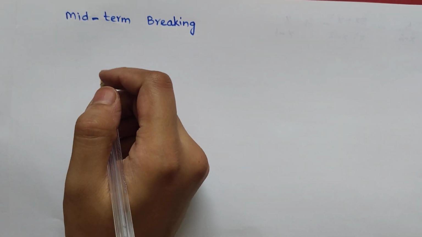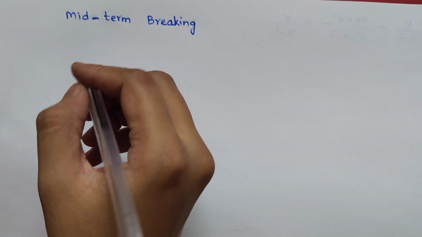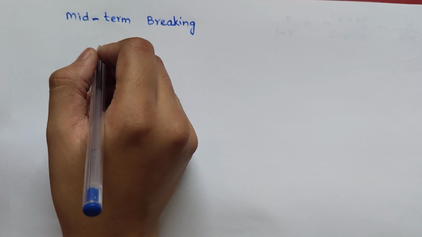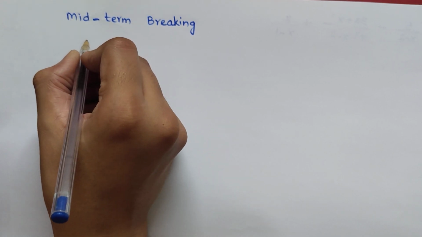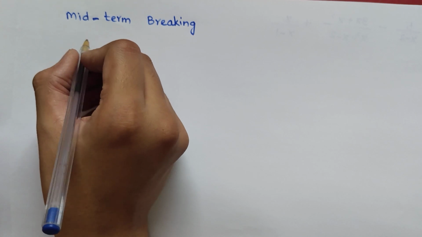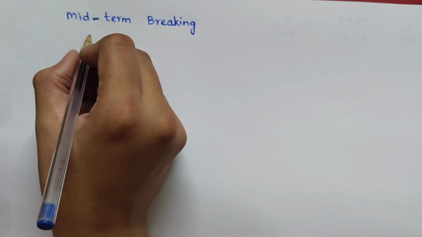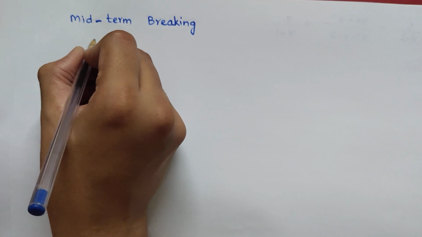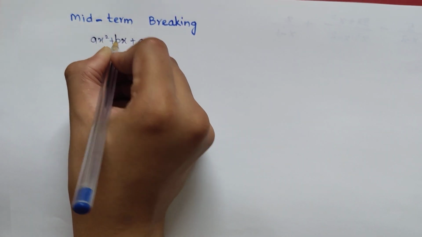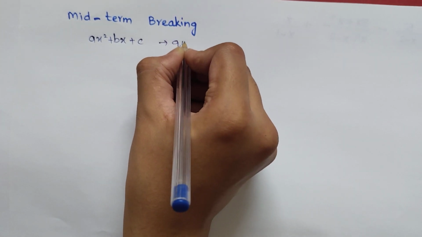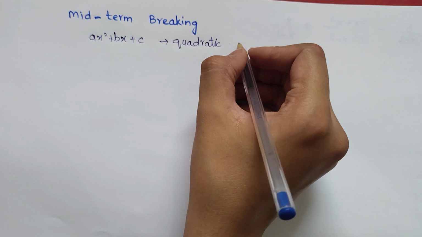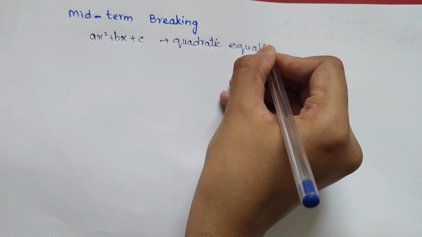The next thing we are going to do is middle term breaking. I hope you are well known, but we are revising how we do the middle term breaking. For example, the given statement is for the middle term breaking, first thing I want to tell you is that for the middle term breaking, your equation should be in the form of ax square plus bx plus c. Your equation should be quadratic. Okay, for middle term breaking, the compulsory thing is your equation should be quadratic.